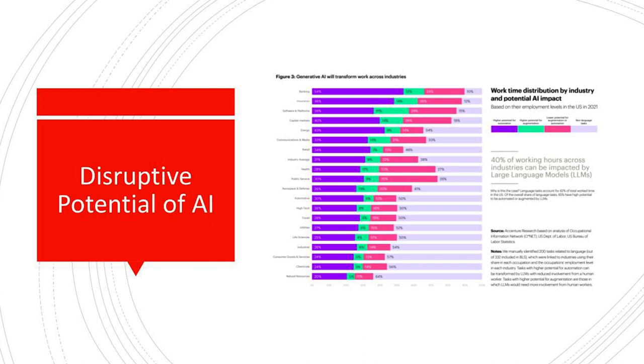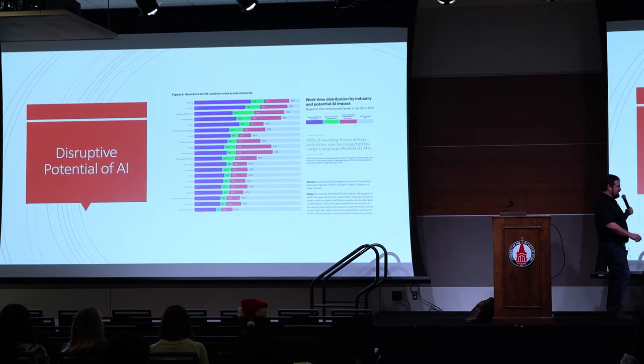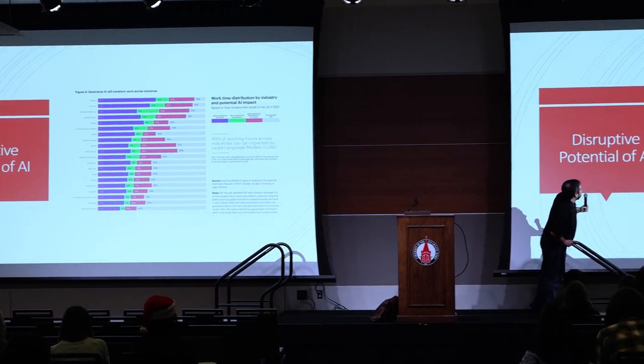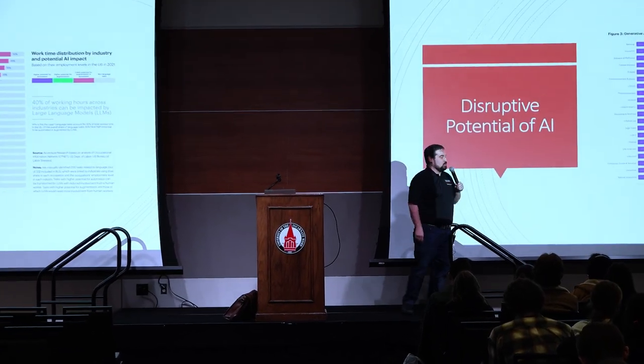Disruptive potential of AI. So what we have here is a graph of some of the major industries. It's pretty evident that y'all can't see the industries well, so I apologize. Let me just tell you the top two, and I'll tell you the bottom two as well. The top two are going to be banking, and gosh, I can't even see it here. That's how small it got. Banking and insurance, and the bottom two are gonna be chemicals and natural resources.